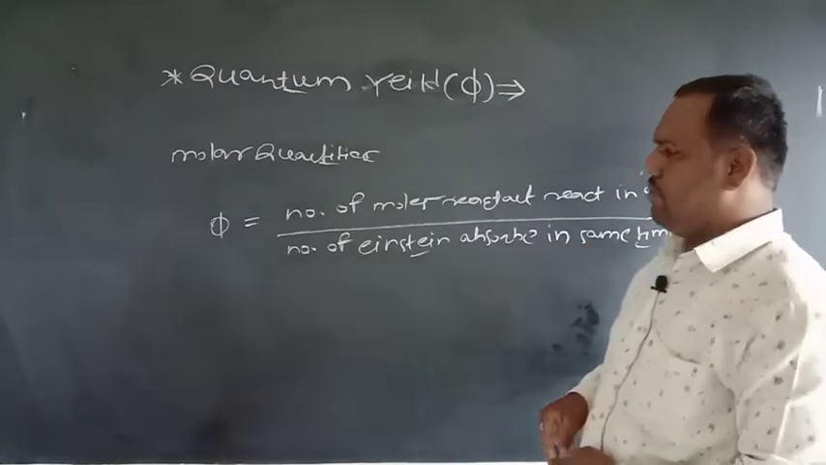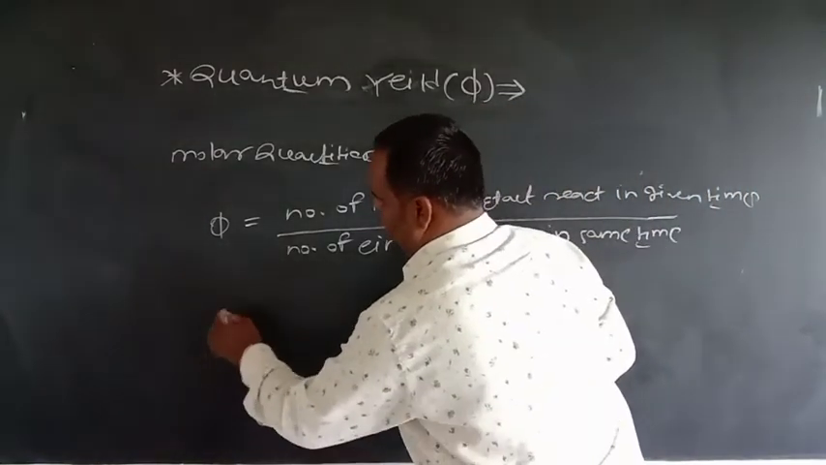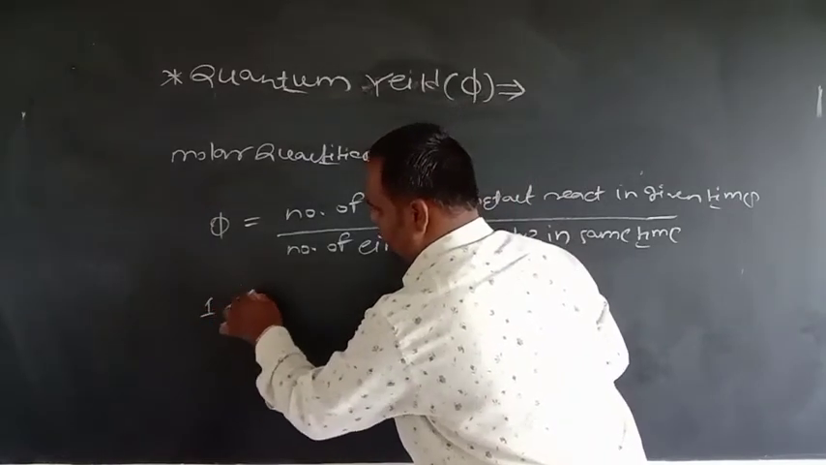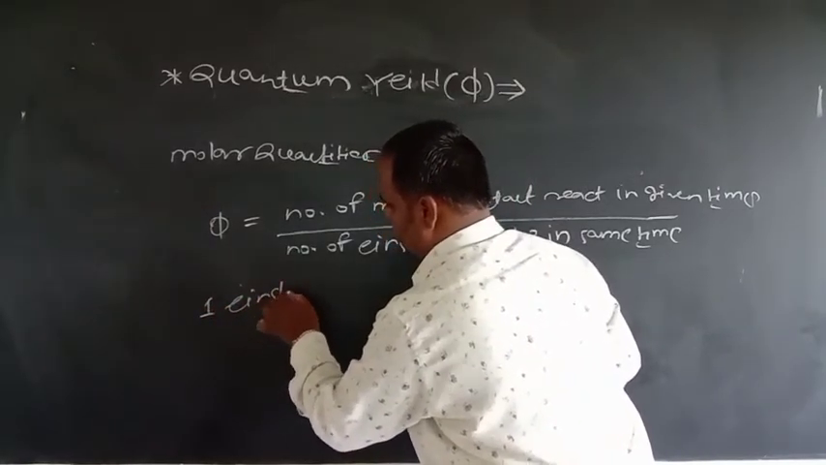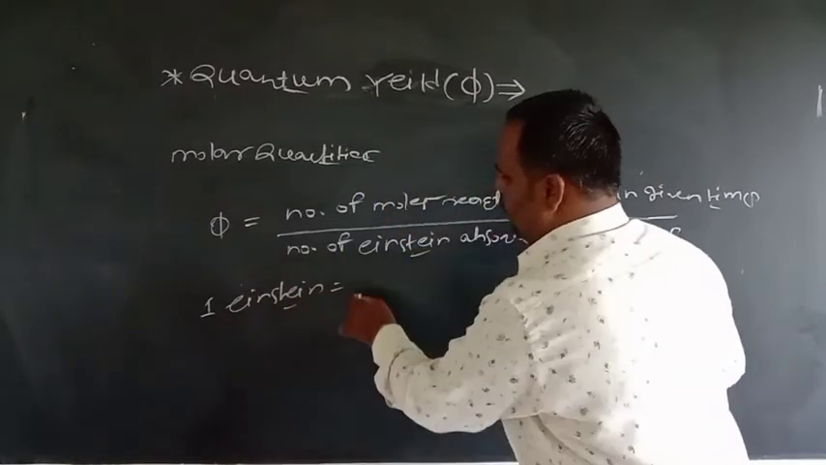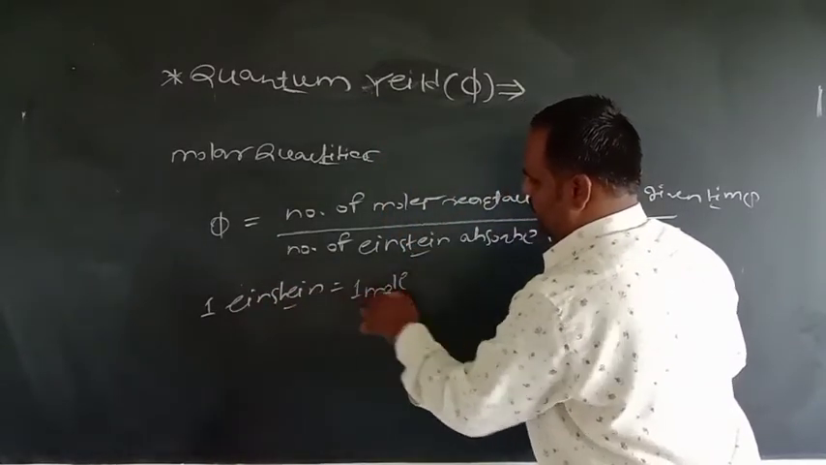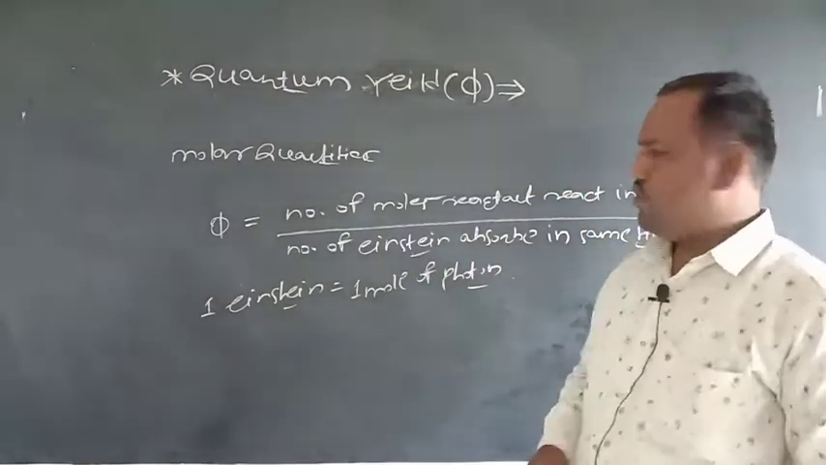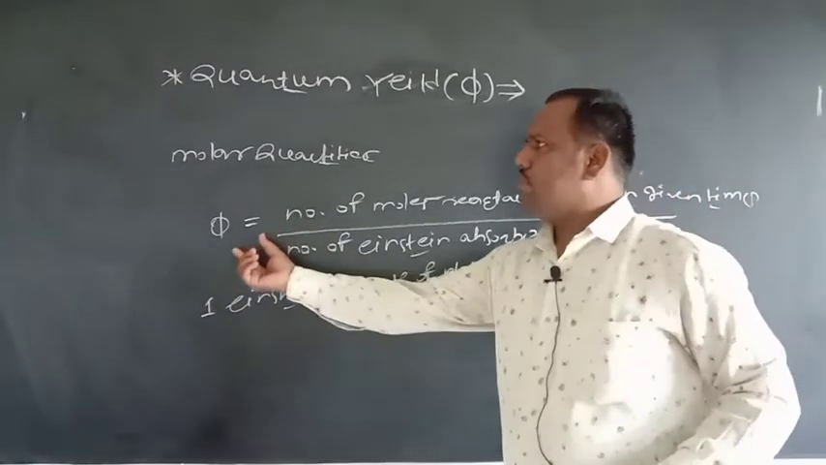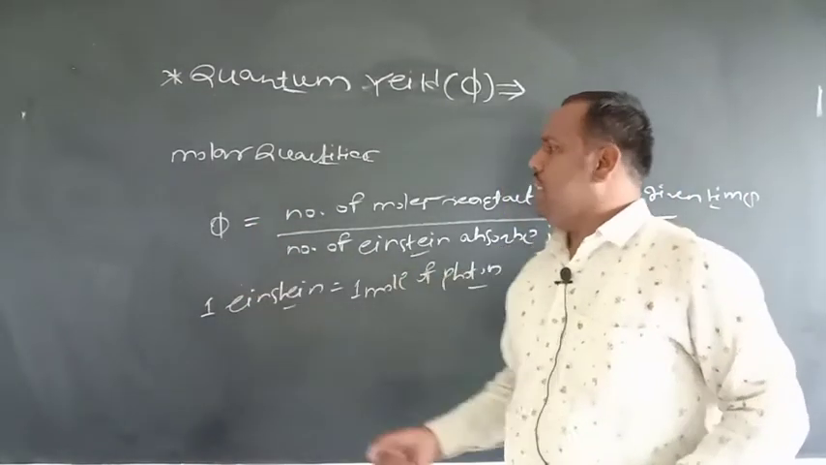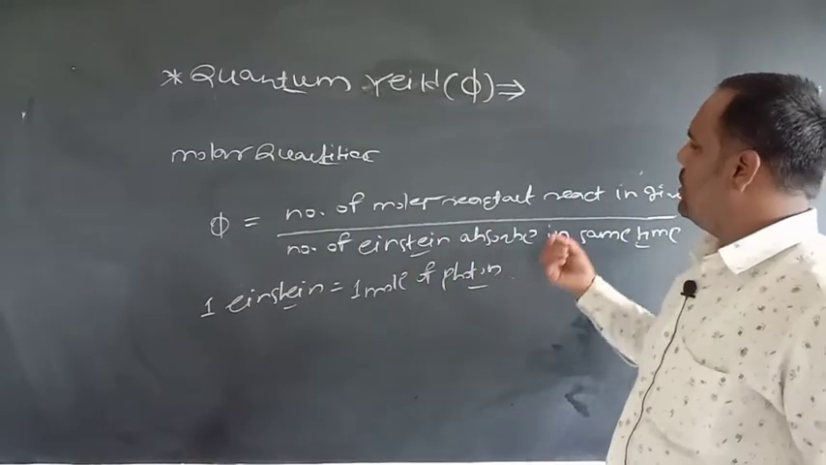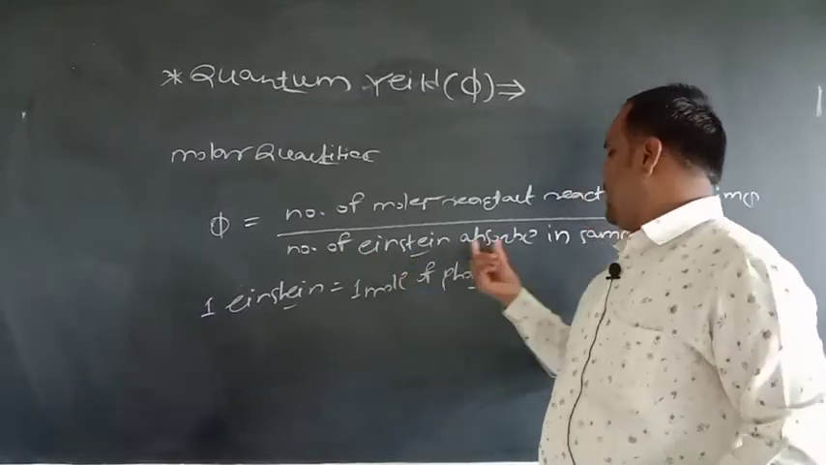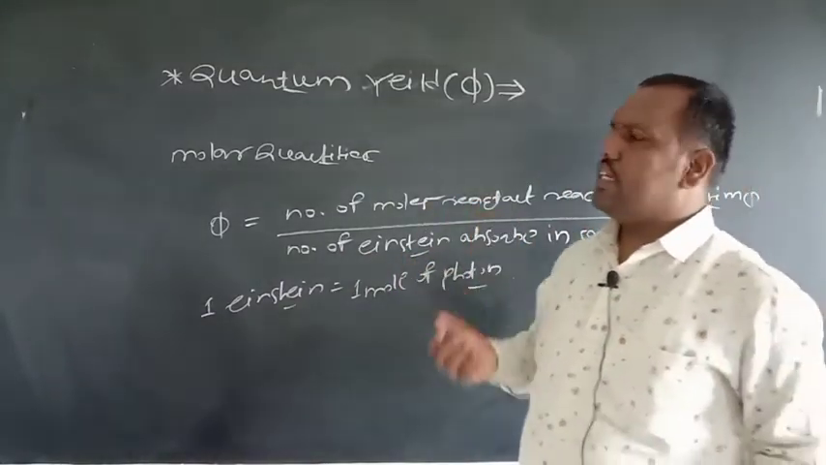absorbed in the same time. So one Einstein, if you consider the molar quantities, is equal to 1 mole of photon, or 1 mole of quanta. So for molar quantities, quantum yield is equal to the number of moles of reactant that react in a given time to the number of Einstein absorbed in the same time. So this is regarding the quantum yield.